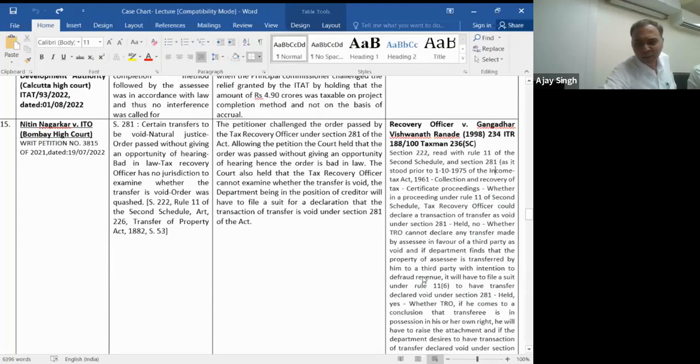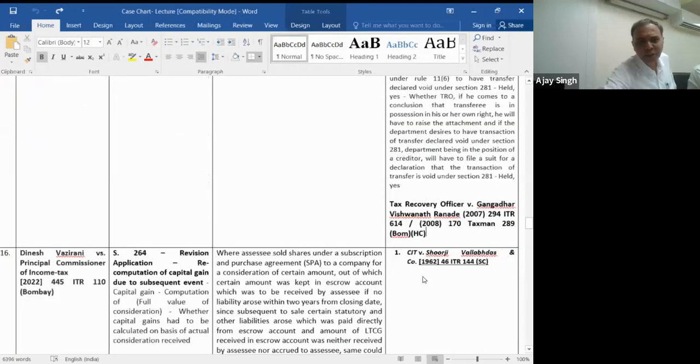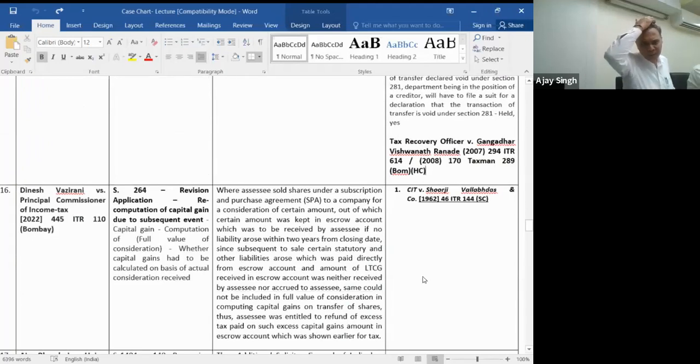So coming to the next decision of the Bombay High Court in the case of Dinesh Wazirani, this was referred by Sharma ji to me to deal with. It was a very peculiar case. I will go very briefly because the facts and the transaction have been extracted in the order, but without going deep into the transaction, let me explain in a very simple way.